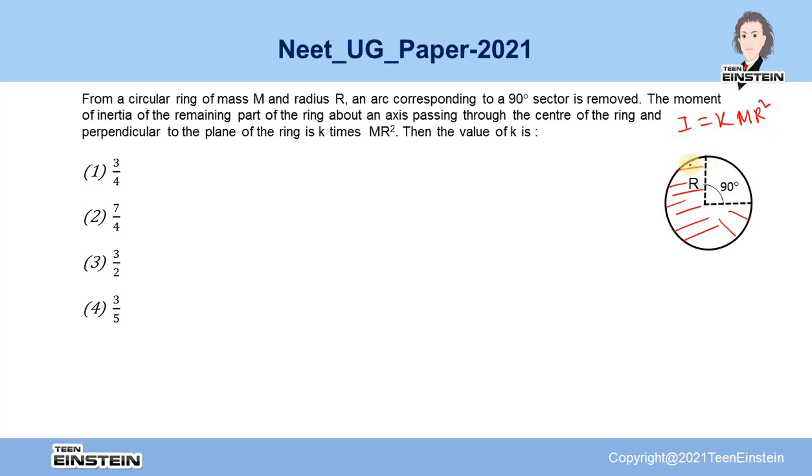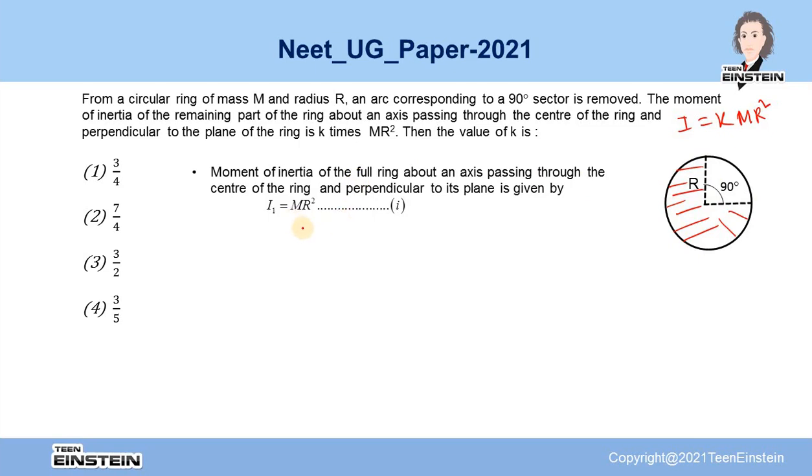So this is a very simple problem. What you have to do, you have to find out the moment of inertia of this removed sector, and we know the moment of inertia of a whole ring about its own axis as MR squared. This is a very well known result. So let us say that is I1, that is equal to MR squared.